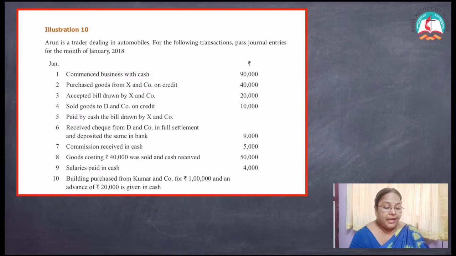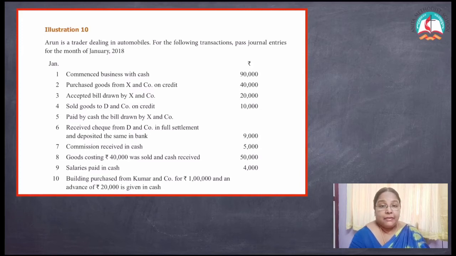Arun is a trader dealing in automobiles. For the following transactions, pass journal entries for the month of January 2018. Commenced business with cash. Now for this you all know what is a journal entry. What comes in? Cash. So cash account debtor to Arun's capital account.